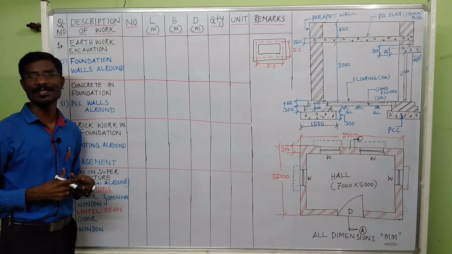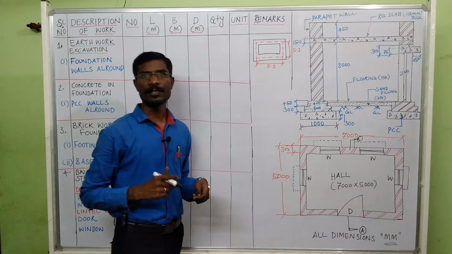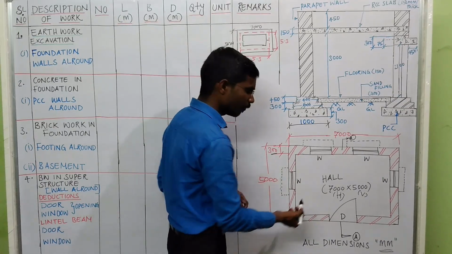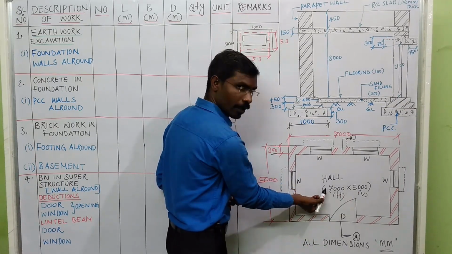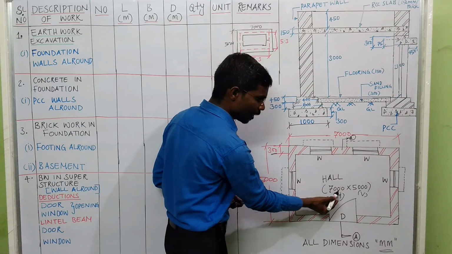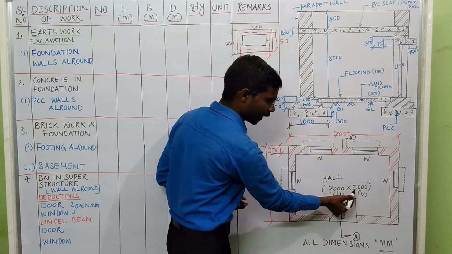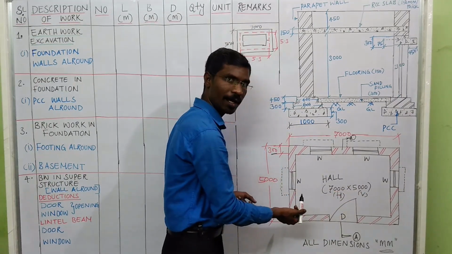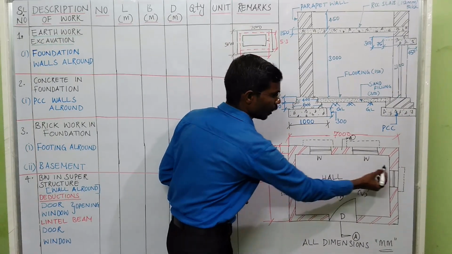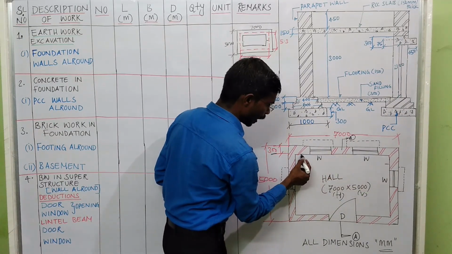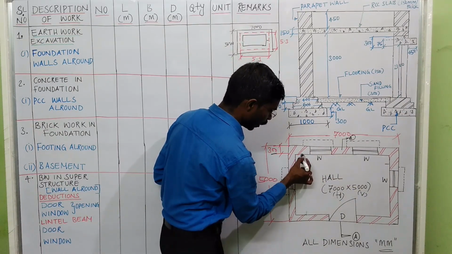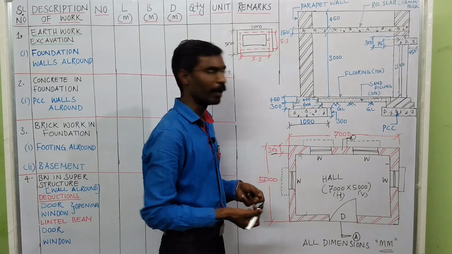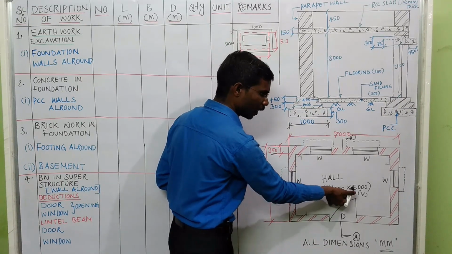I am going to follow the centerline method of estimation. First we need to calculate the centerline of your building. The size of the building is given as 7000 by 5000. The first measurement is always a horizontal measurement. The second measurement is always a vertical measurement. These are always inner to inner dimensions, horizontal as well as vertical. So now we will calculate the center line of your building because they gave only the inner to inner dimensions.